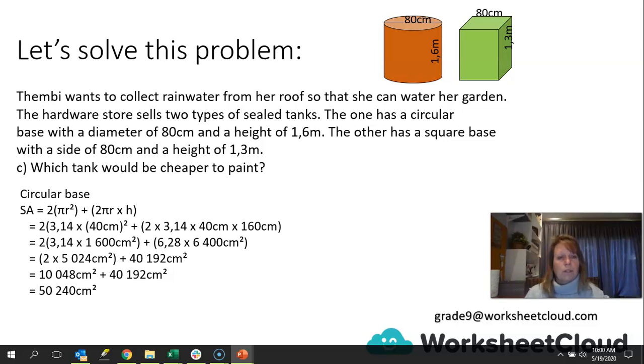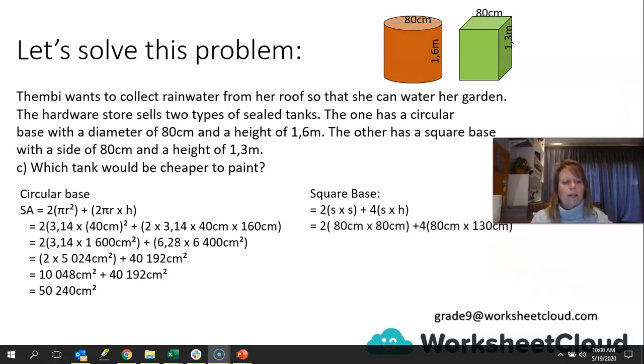Right, let's work out the surface area of our square-based tank, and it's going to be 2 times side, which is going to give us that area. So side times side will give us the top area. We have to double it for the bottom area. And then, because each rectangle going around is exactly the same size, and there are 4 of them, we can say 4 times the side times height. Okay, so we've got here side times side is 80 times 80, and here it's 80 times 130, and then you're going to times it by 4.